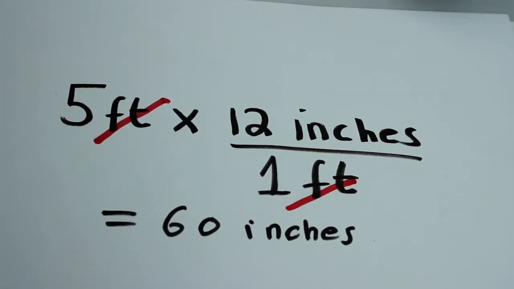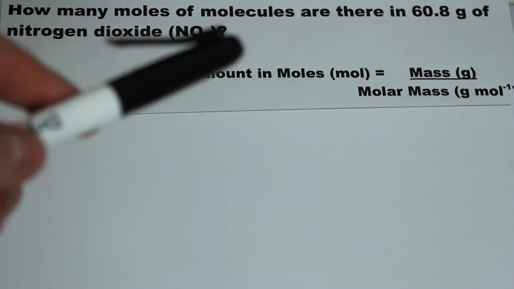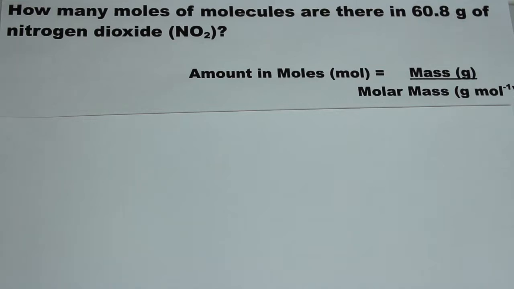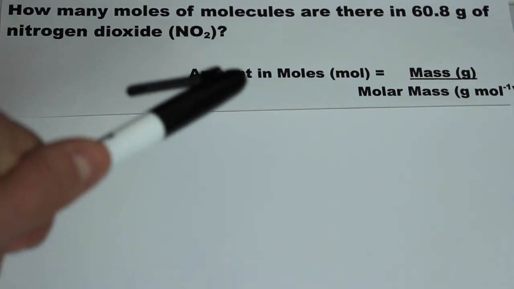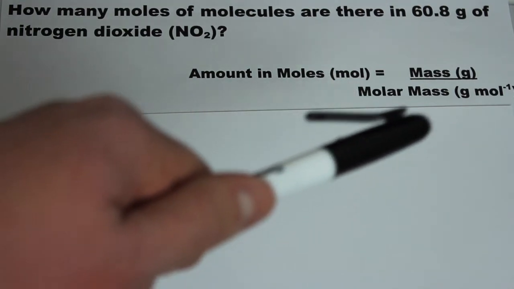Okay, let's carry out a calculation in which we use the mass of a substance to work out the amount of a substance in moles using a conversion factor. Let's have a look at this question. How many moles of molecules are there in 60.8 grams of nitrogen dioxide? Now the first thing we have to do is consider the formula we're going to use for this question. And the formula we're going to use is this one. Amount in moles equals mass in grams divided by molar mass, which is given as grams per mole.